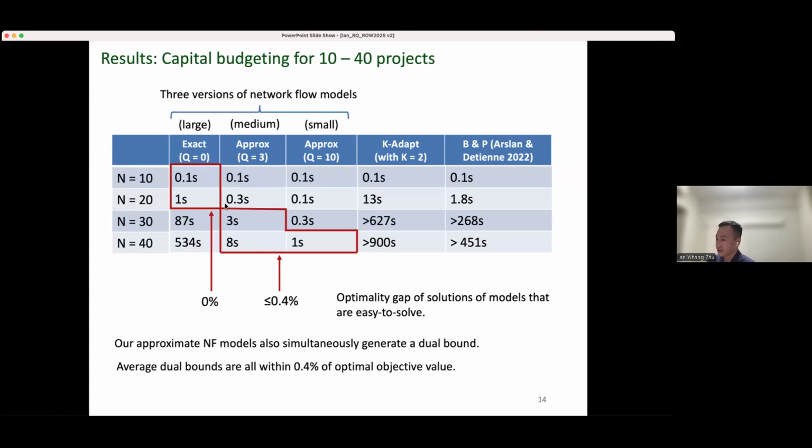The other thing is, the way we design these models is that we generated them by considering outer approximations of the convex hull. So by solving this model, it also simultaneously generated a dual bound. The average dual bounds for all of these problems were within 0.4% of the optimal objective value, meaning that this can generate both a solution and verify that it's a very high quality solution.